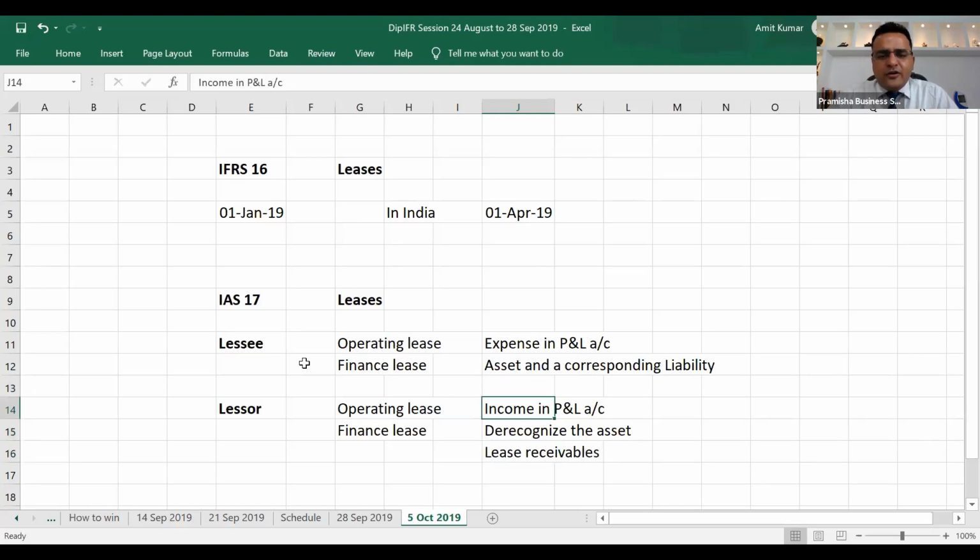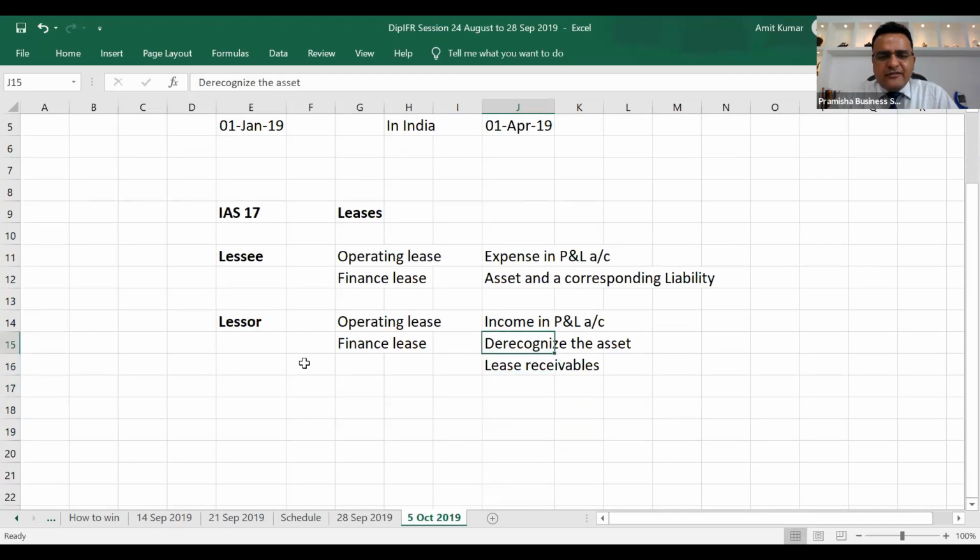The asset was knocked off from the balance sheet of the lessor in a finance lease because they are actually giving away the asset on finance lease to some other party. The party which is owning this asset through the finance lease will be recognizing it as an asset. The party giving away this asset will de-recognize it and replace it with lease receivables. So they'll be receiving only a fixed amount over a period of time.